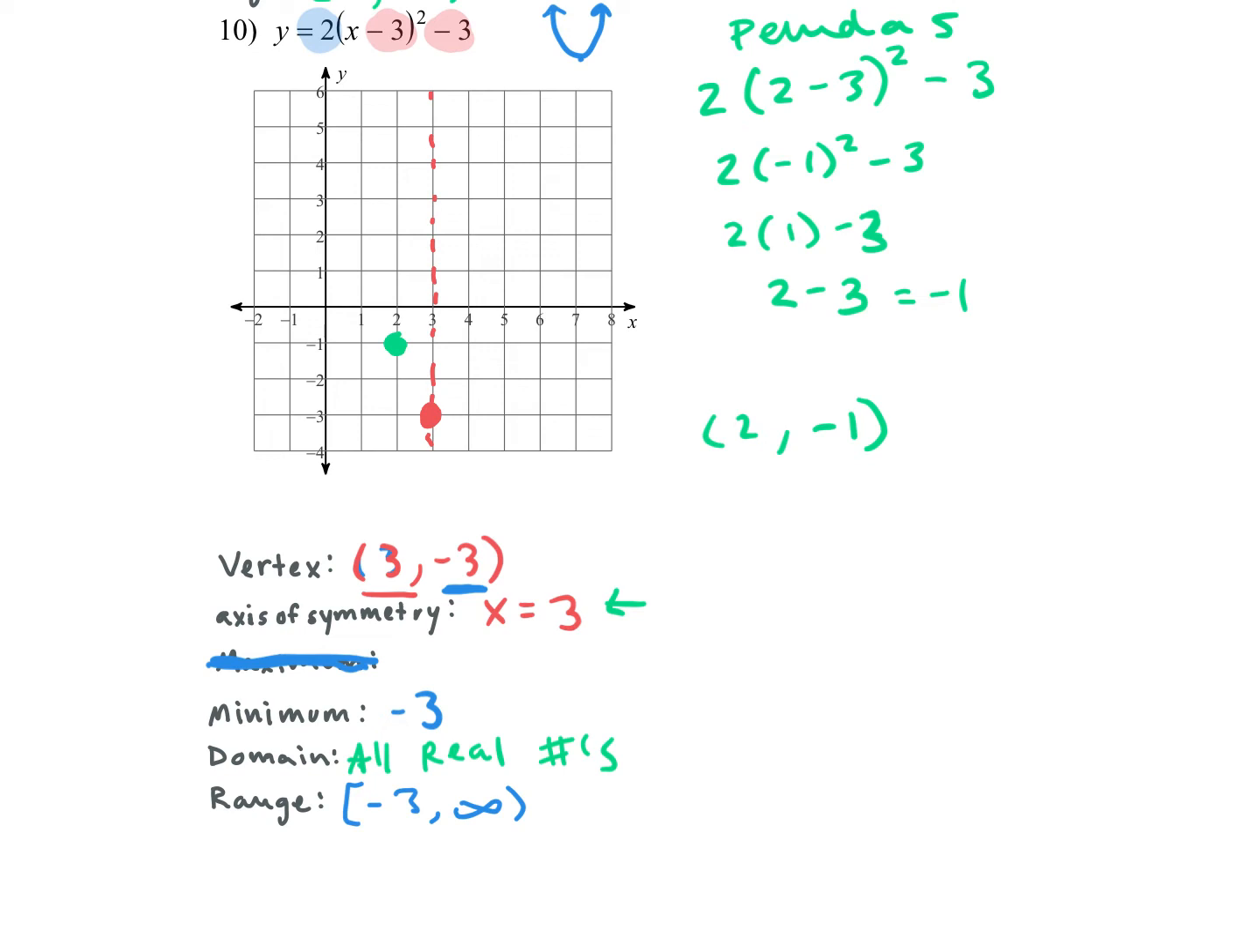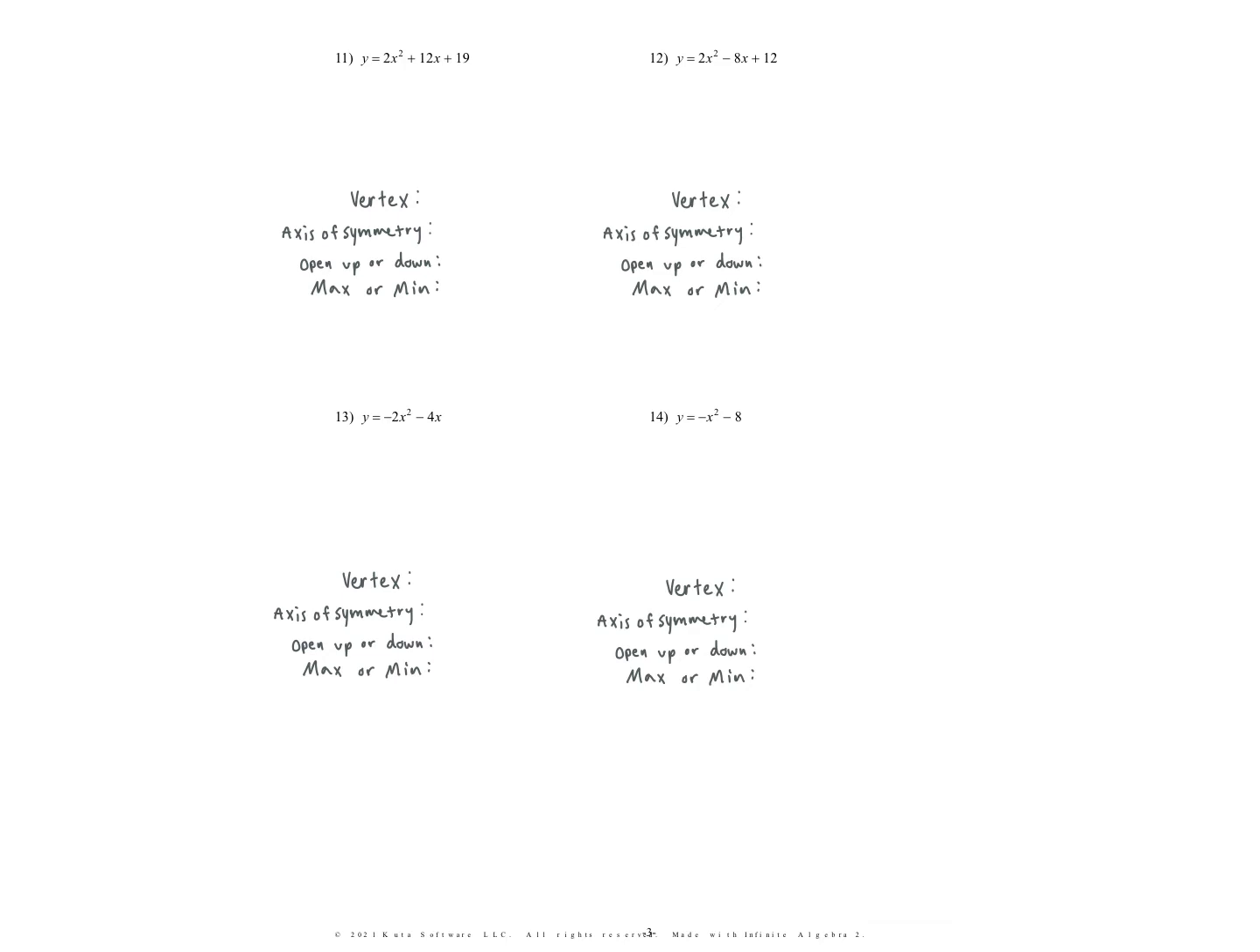Do I know where another point on my graph is going to be? Same thing on the opposite side. And there's my graph. It opens up. So these are 4.2, just like the homework we went over yesterday.